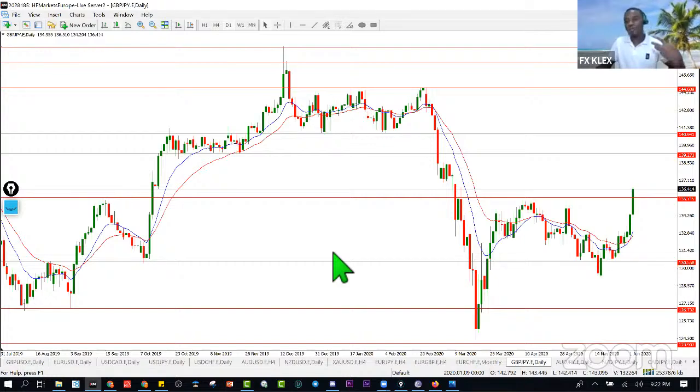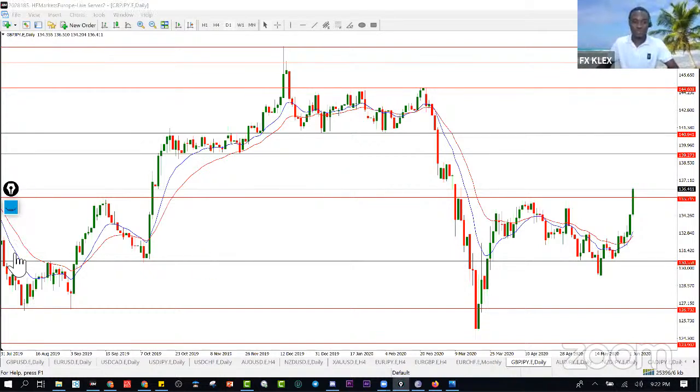What I want to show you now is a situation where you have a series of swing lows and swing highs which are very narrow, very close together. This is the rule I always give traders: whenever you want to implement your key level structures, that is your support and resistance on your trading chart, the distance between the resistance and support zones must be at least 150 pips away.